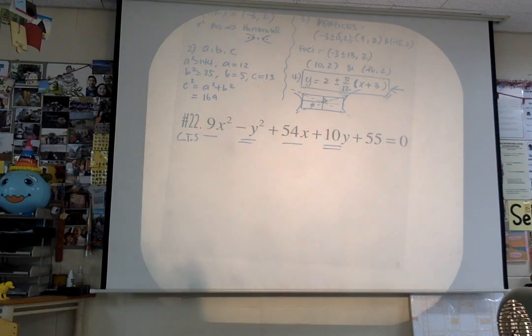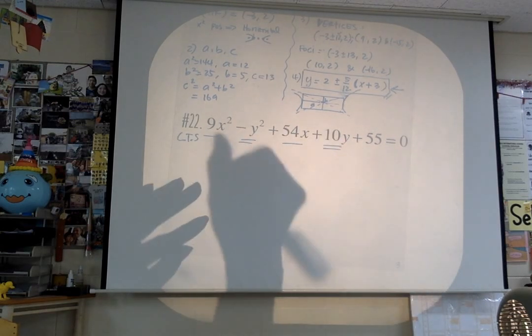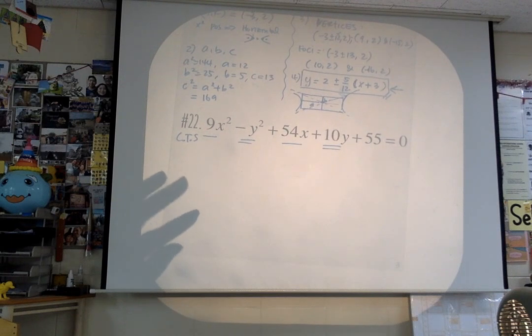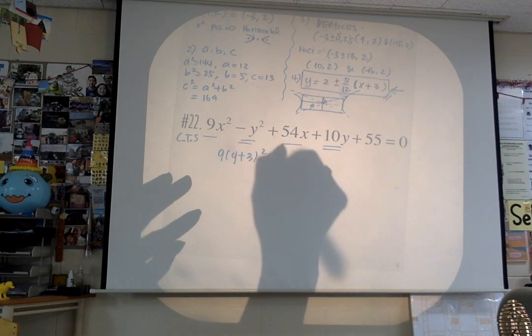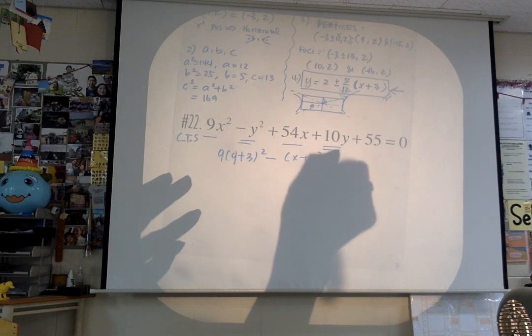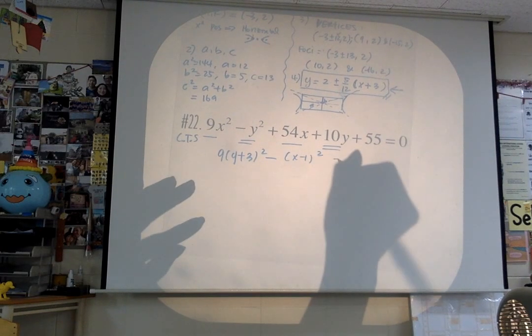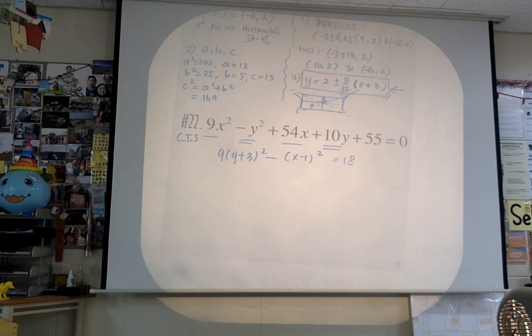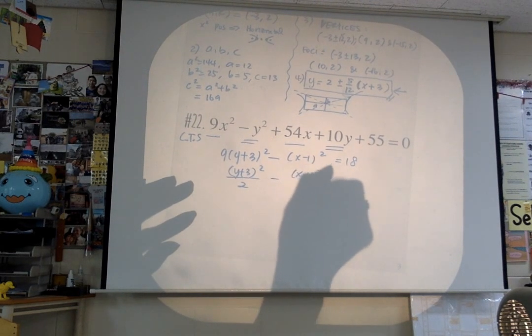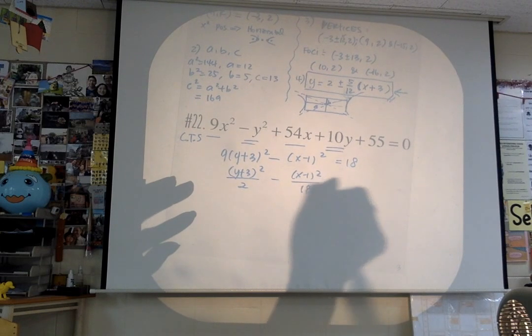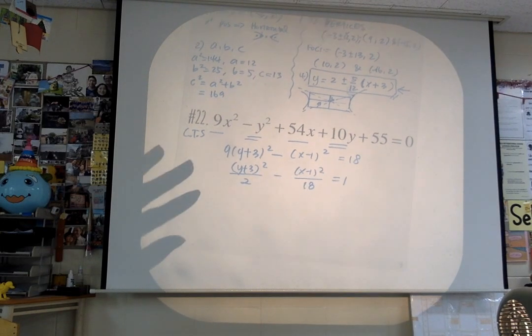Now, when you complete the square, did you get this? Now, stop the video if you have to, okay? 9(y plus 3) squared minus (x minus 1) squared equals 18. All I did is complete the square. I didn't show the work because we've been doing this for a while now. You have to make this a 1. So I got (y plus 3) squared over 2 minus (x minus 1) squared over 18 equals 1.